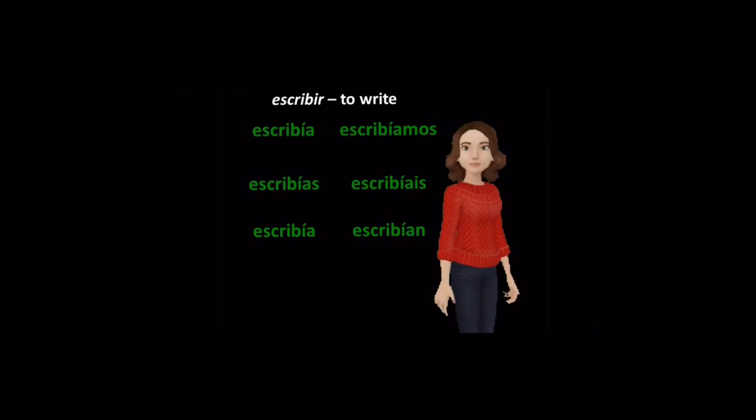In our last example of regular imperfect tense verbs, let's look at escribir. Escribir in the imperfect tense will conjugate in the following way. Escribía, escribías, escribía, escribíamos, escribíais, escribían.